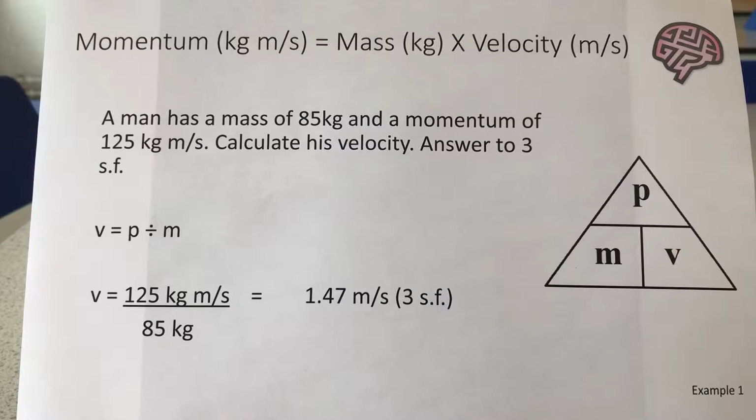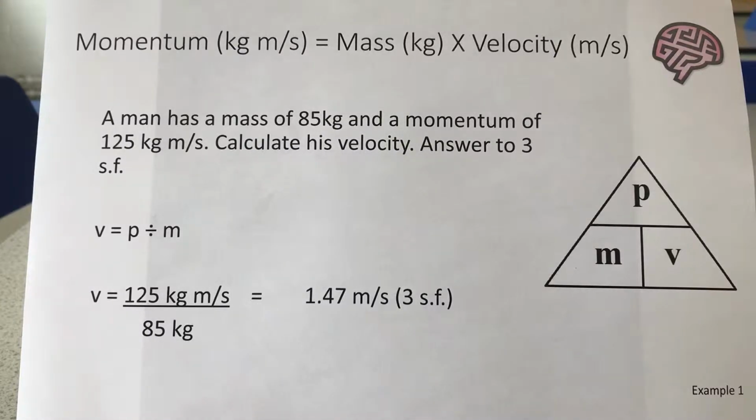If we have two vehicles, one is a car and one is a truck, and they're both travelling at the same velocity, the truck has a greater mass, therefore the truck has a greater momentum. If we have two vehicles that are the same mass, but one is travelling at a faster velocity than the other, then the one travelling at the faster velocity has a greater momentum.